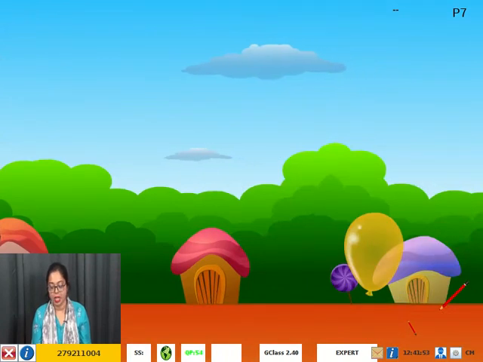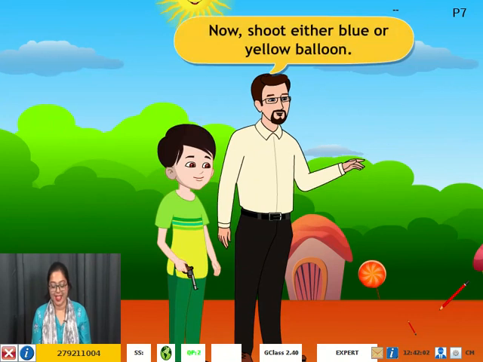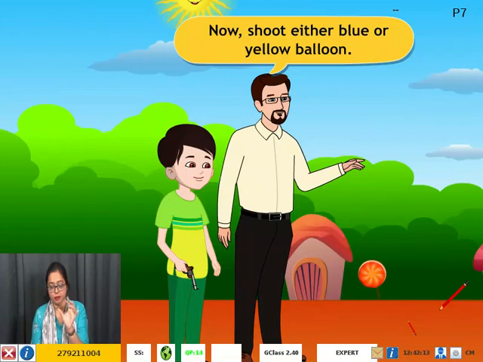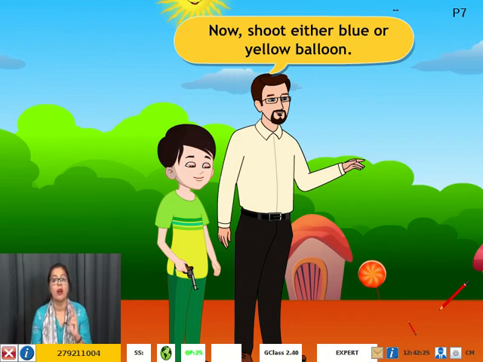Let's see what he does. He shoots the blue balloon. Now let's see. Okay, Dad, I shot the blue balloon now. Okay. So see here. Now again his father is saying, now shoot either the blue or the yellow balloon. That means again he is given a choice. The conjunction either is used. Remember one point, whenever the conjunction either is used, it is always either-or. That means there is a choice between two things. You can choose any one of them, isn't it? So here the boy is given a choice to shoot either a blue balloon or a yellow balloon.